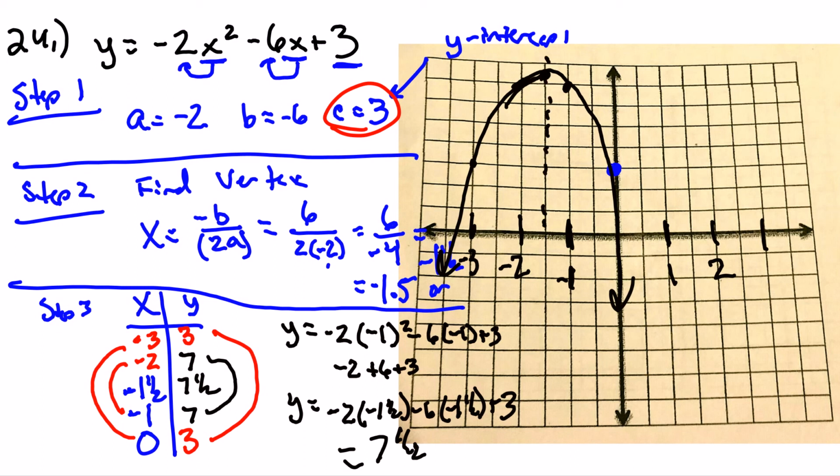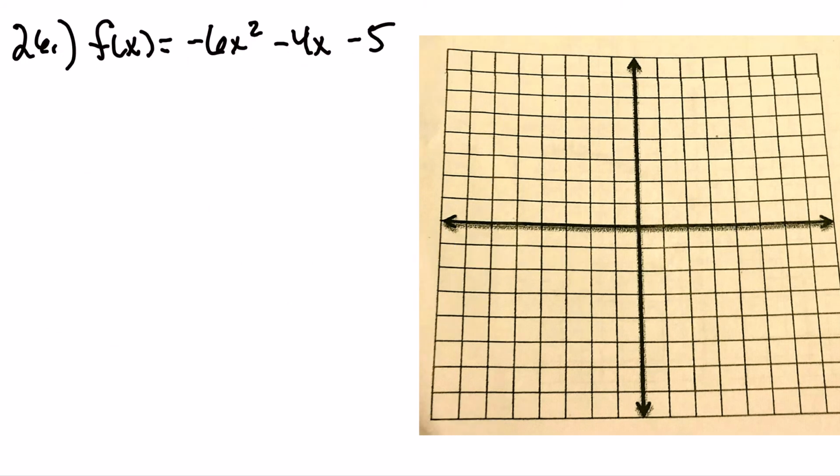Remember, if you want, you can put your little dotted line down the center. That's your axis of symmetry. And make sure our graph makes a nice U, a symmetrical U. It looks good. Alright, number 26 is f of x equals negative 6x squared minus 4x minus 5.